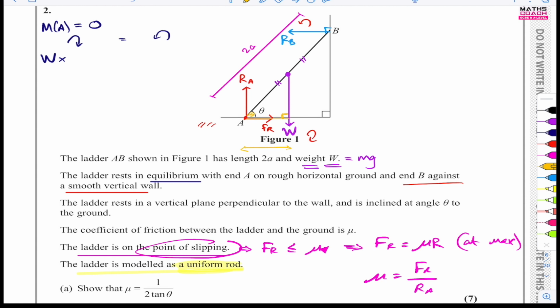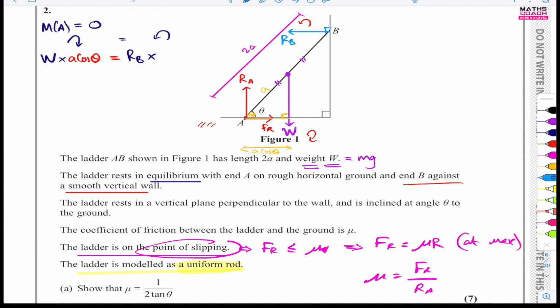So this is angle theta. The hypotenuse of the right angle triangle is a, and we want the adjacent. Adjacent is a cos theta. So that's a cos theta would be the horizontal, the adjacent distance. So it'll be W times a cos theta equals the anti-clockwise force, which is the reaction at B, times the perpendicular distance.